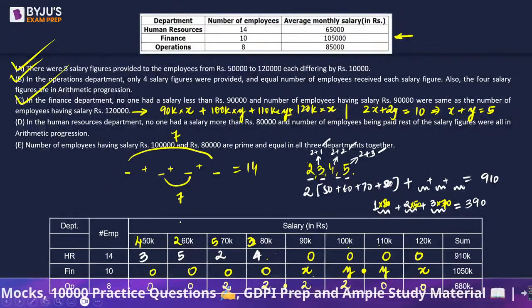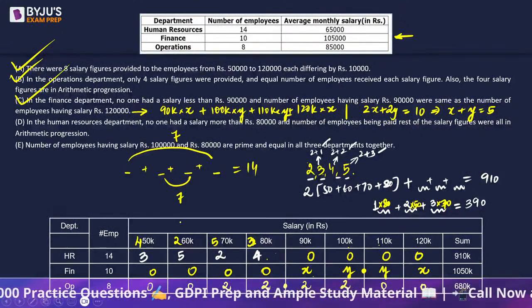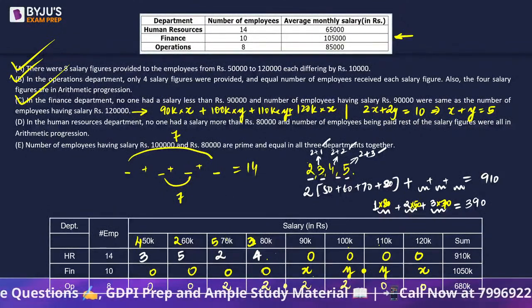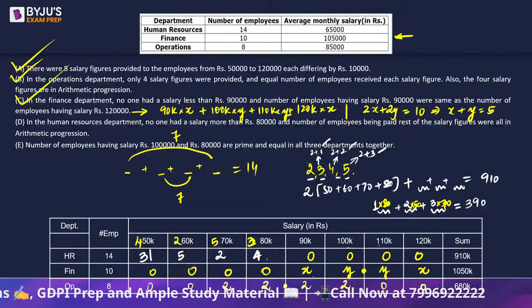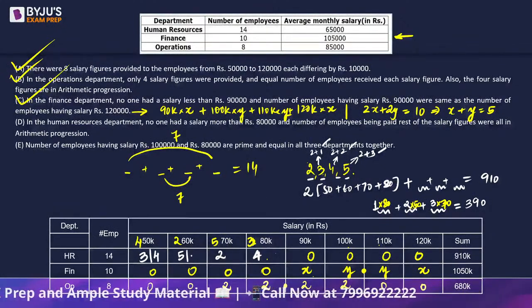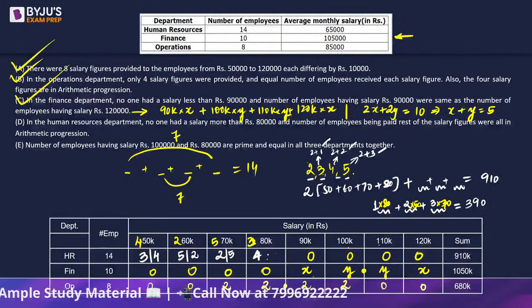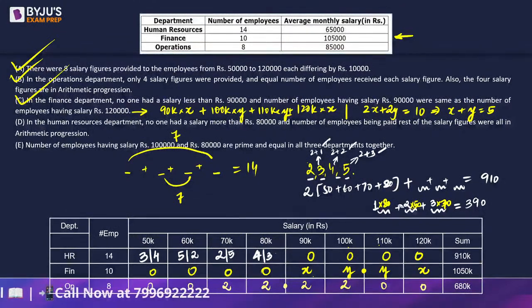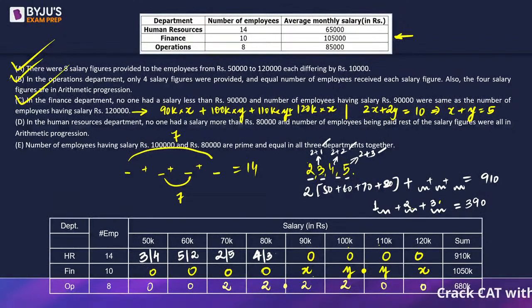This is the second possibility. Right? So let's write it. So the other possibility is 3, 4, 2, 5 and 3 employees. ठीक है. Next possibility is we have taken 80 का सारा ना. ठीक है. What if 80,000 is not used at all? If 80,000 is not used at all, so we will take this as 70,000.